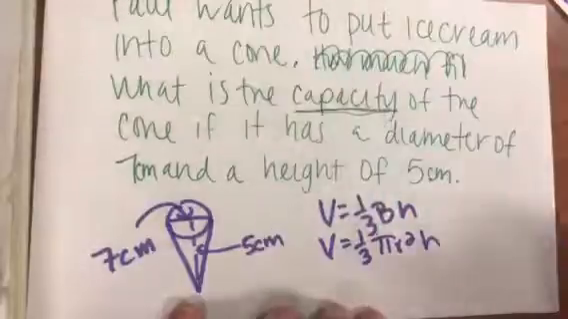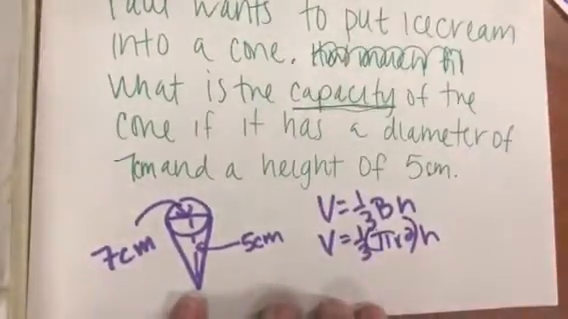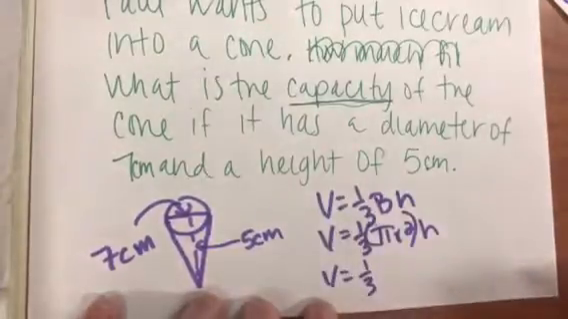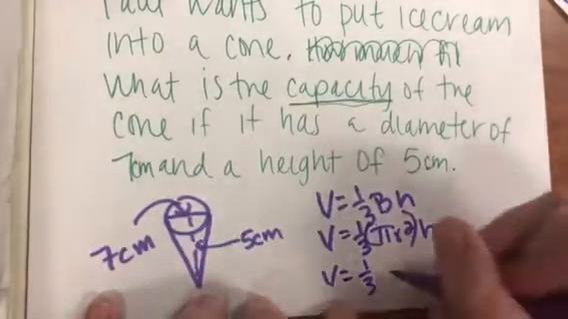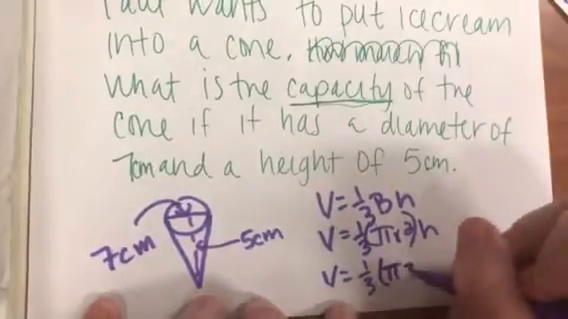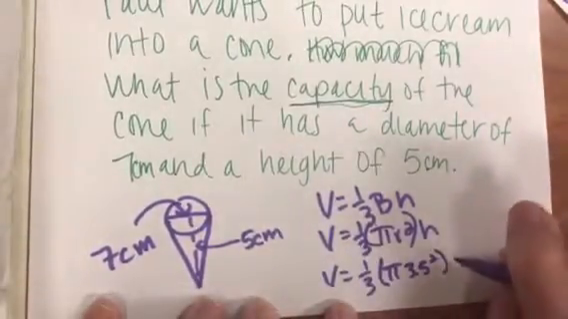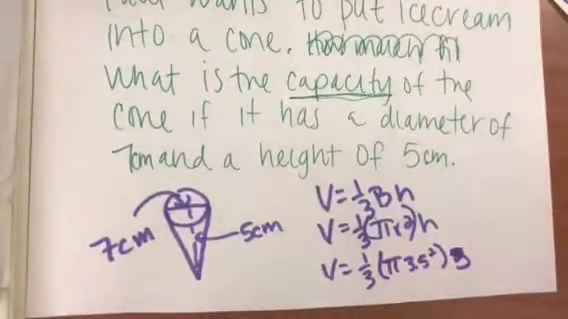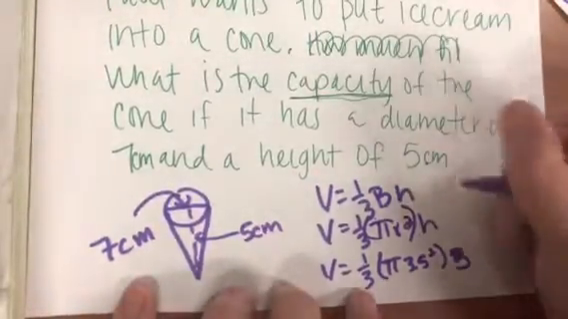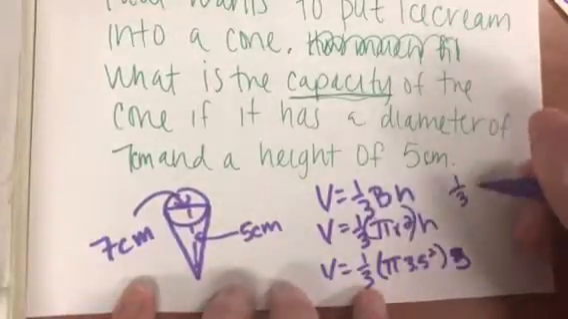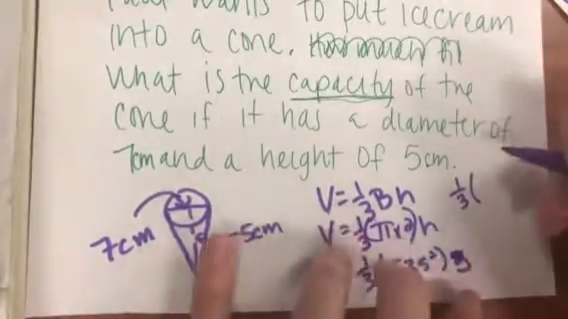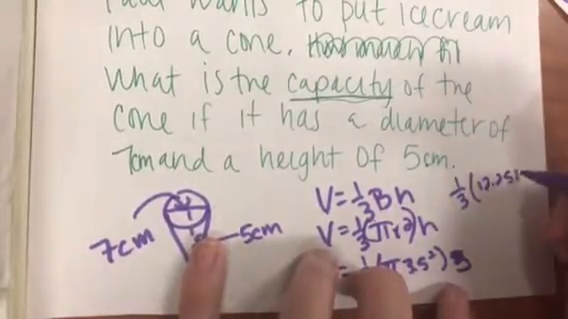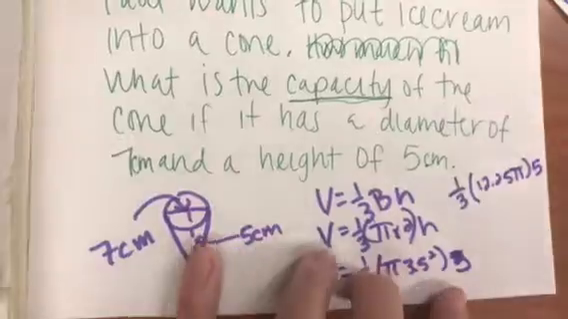Can we put that in parentheses again? I do it too, I just forget to do it on here for some reason. What is our radius? If our diameter is 7, it's 3.5. So pi times 3.5 squared times 5. What's 3.5 squared? 12.25. So 12.25 pi times 5.